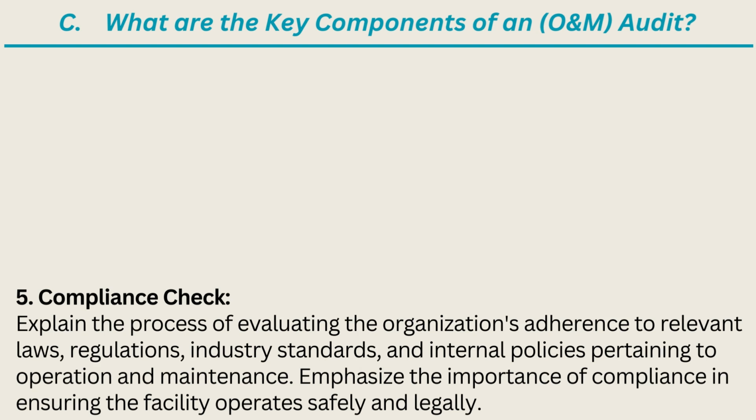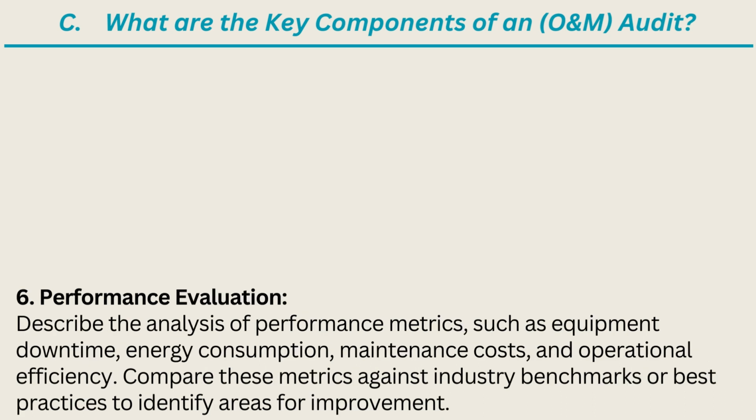5. Compliance check. Explain the process of evaluating the organization's adherence to relevant laws, regulations, industry standards, and internal policies pertaining to operation and maintenance. Emphasize the importance of compliance in ensuring the facility operates safely and legally. 6. Performance evaluation. Describe the analysis of performance metrics, such as equipment downtime, energy consumption, maintenance costs, and operational efficiency. Compare these metrics against industry benchmarks or best practices to identify areas for improvement.